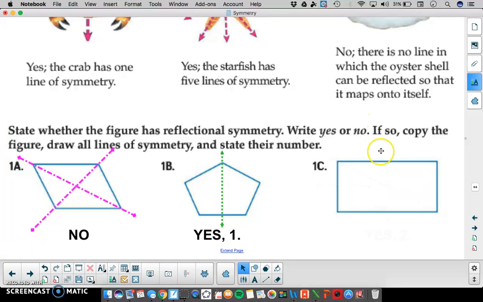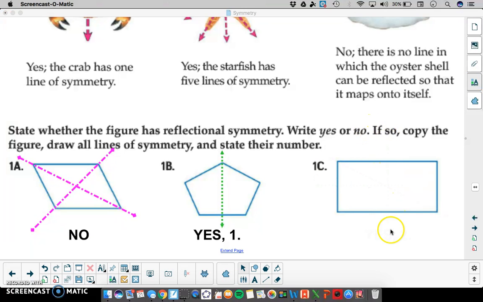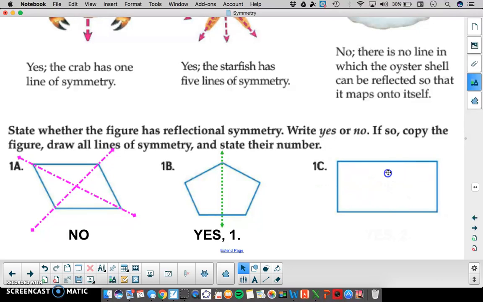In the rectangle here, we could draw a vertical line straight down the middle of that rectangle, and notice that both of those sides look exactly the same on each side of that line of reflection. We could also draw a horizontal line that creates reflectional symmetry in the rectangle. If I remove that other line, you can see that top half and bottom half look exactly the same.